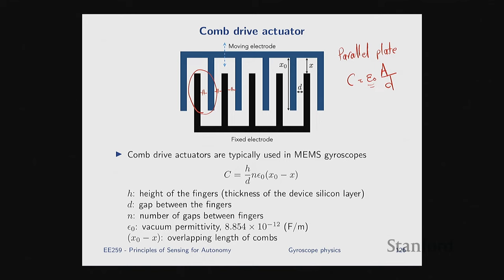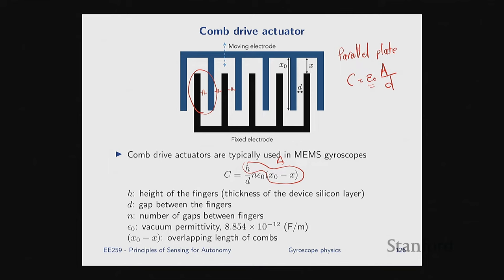The area A between the plates is two-dimensional, so I assume it's going in and out of the plane of the slide. With the dimensions defined here, this area A becomes x0 minus x, which is the length of the overlap between the two fingers, times the height. The height is not shown in this picture because it's 2D, but assume it's extruded out of the plane, and that's h. So h times (x0 minus x) is the area of the capacitive plates. D is the gap. So it's epsilon zero over D, and N is how many of these you have, and that gives you your total capacitance. So it's very easy to analyze in that regard.